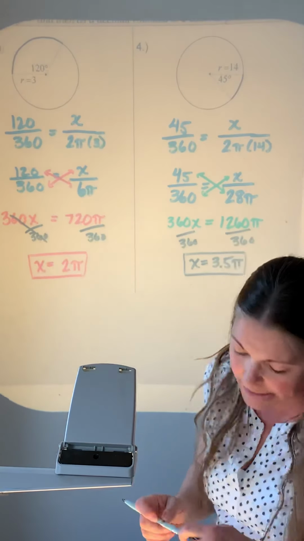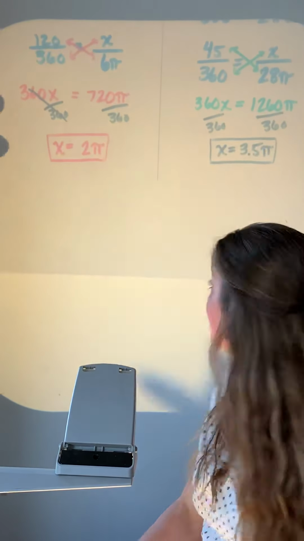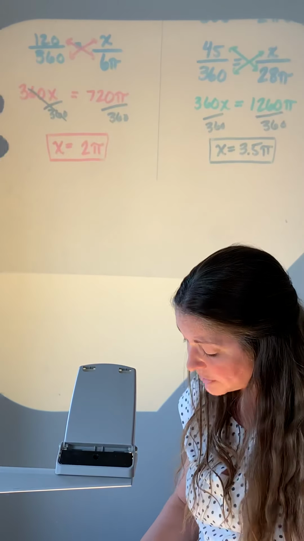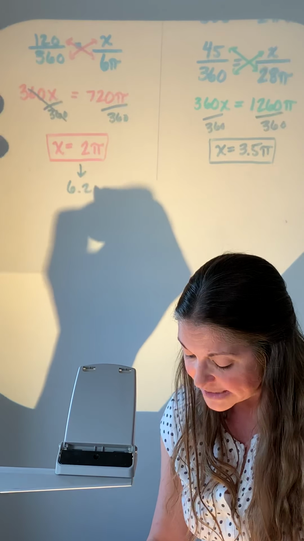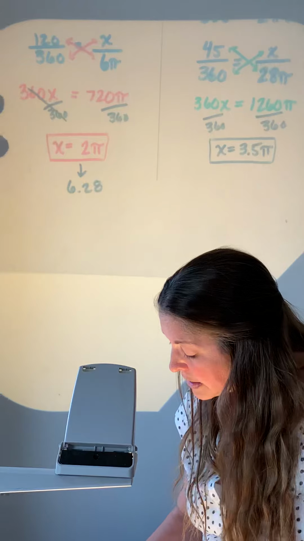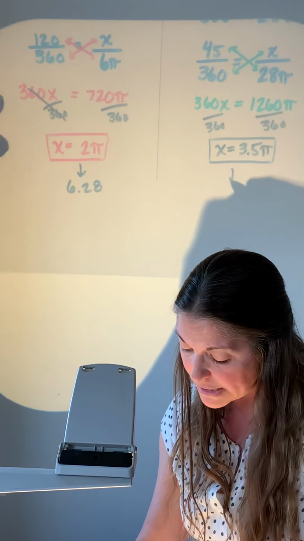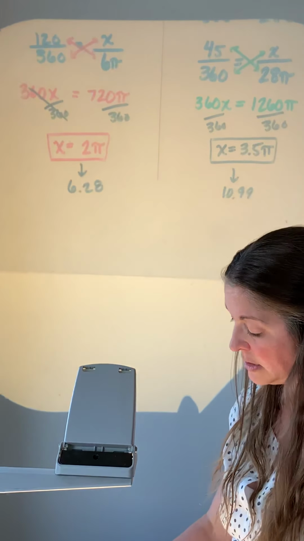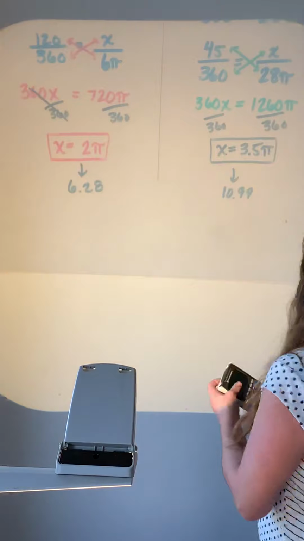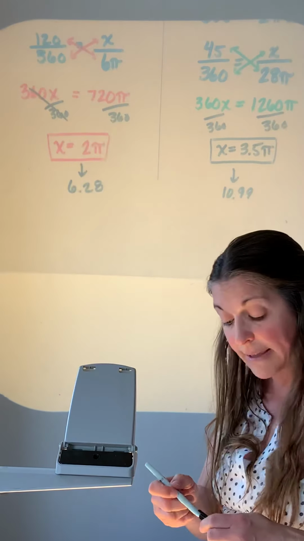And then lastly, I'm sorry, I forgot this, it did say to round to 2 decimal places. So just real quick, 2 times 3.14 for this one would be 6.28. 3.5 times 3.14 is 10.99. All right, so those are our problems for our arc length.